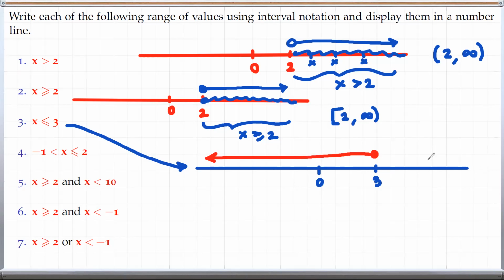And in interval notation, we start at negative infinity. Negative infinity is at this far left end. We go all the way up to 3 and we include 3. So we have a square bracket at 3. So this is the interval notation for number 3. Let's look at number 4 next.